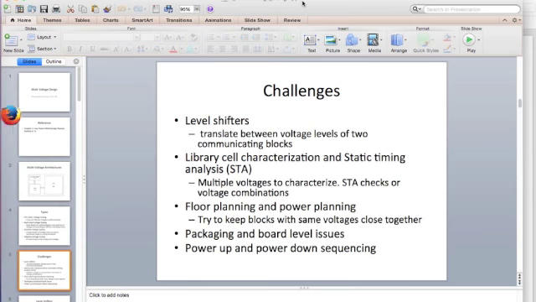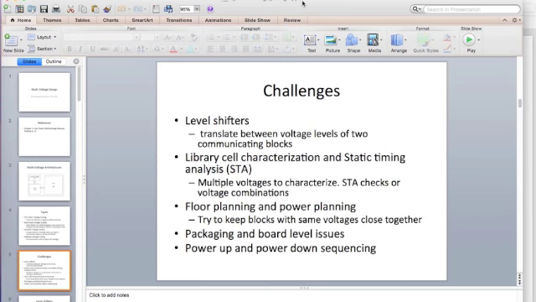And then of course you also have to do floor planning and power planning. We want to make all the cells, the domains, the logic, and all the blocks which use the same voltage contiguous to each other, so that you can very easily provide power to them.